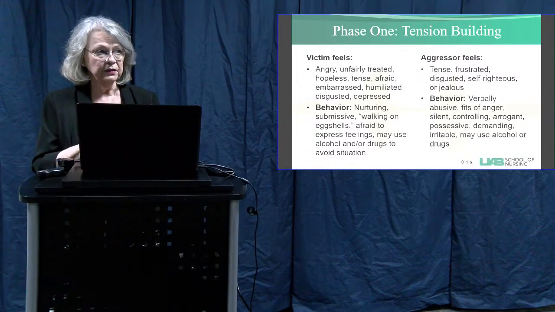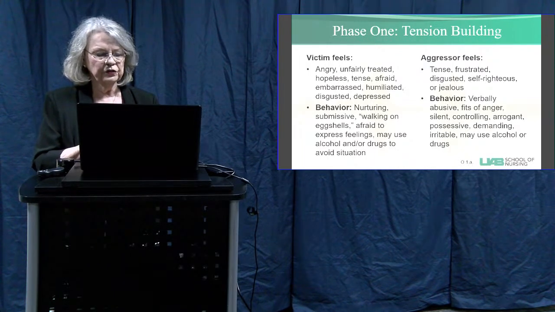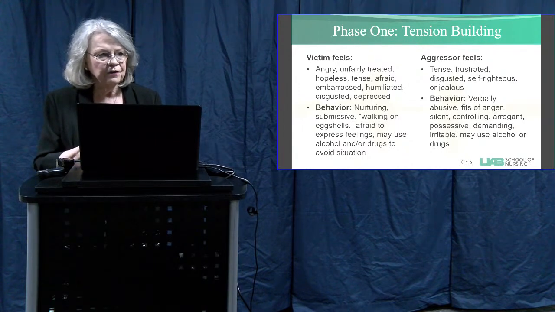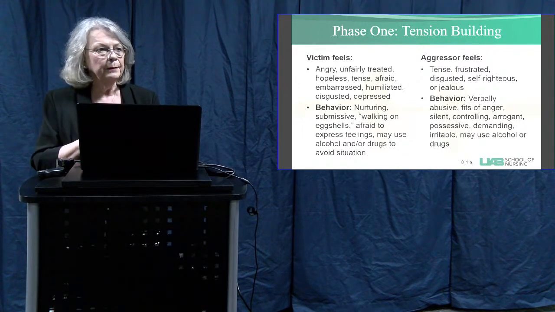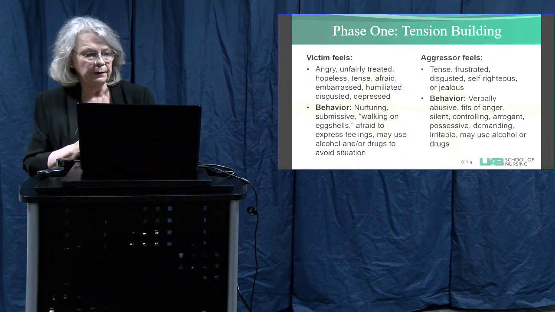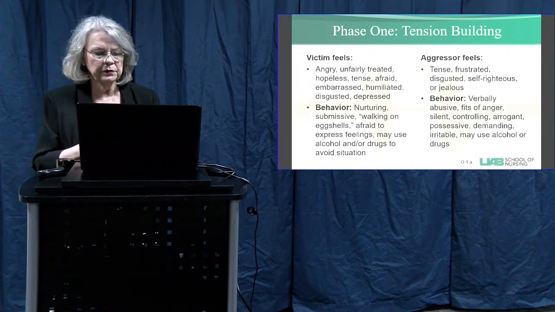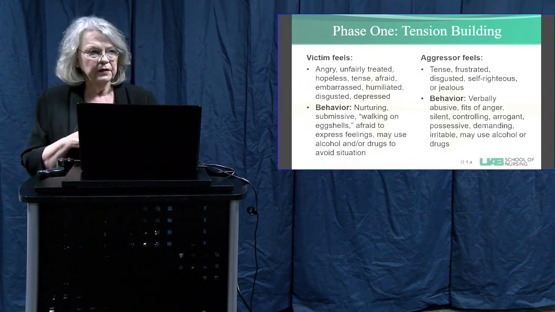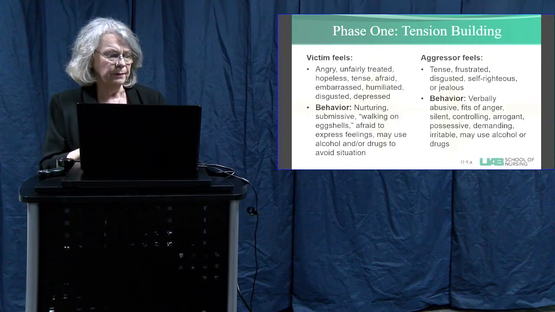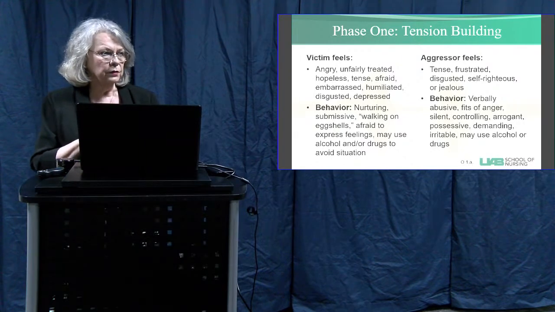The behavior directed against them may be tense, frustrated, disgusted, self-righteous, jealous. Their behavior, the victim's behavior, becomes more nurturing, more submissive, more walking on eggshells, very afraid to express feelings, and may use alcohol and drugs to avoid the situation. The partner, on the other hand, the behavior is verbally abusive, escalating fits of anger, silent treatment, controlling, somewhat arrogant, very possessive, demanding, irritable, and it may worsen with drugs and alcohol.